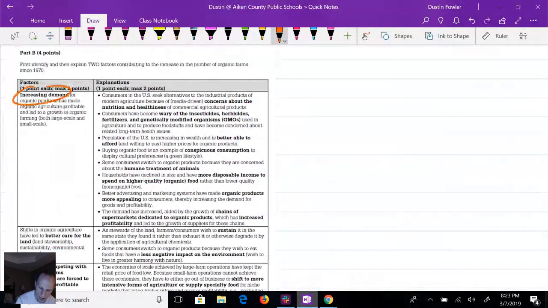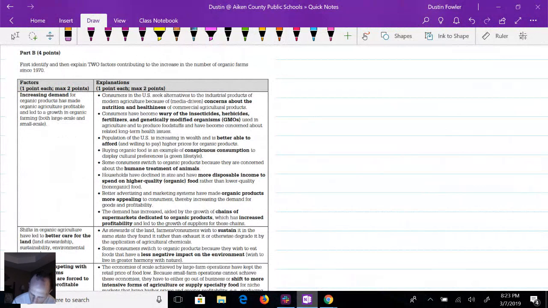I definitely said increased demand for, let's see, it says increased demand for organic products has made organic agriculture profitable and led to growth in organic farming. All right, so I feel like my ID was pretty good for that.